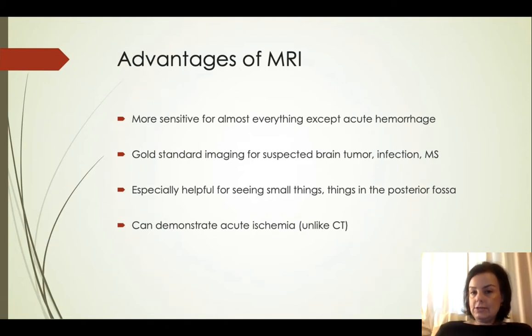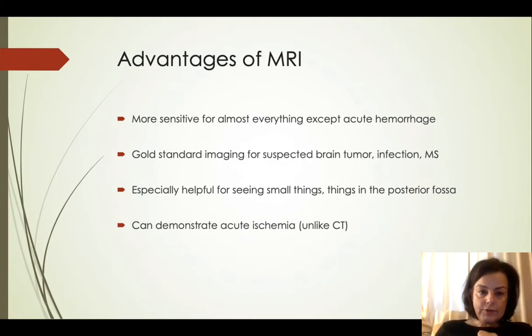It's the gold standard for when you're evaluating something like a brain tumor or an infection or multiple sclerosis. And that's certainly true in the spine as well. We aren't going to talk much about spine imaging, but CT of the spine gives you a good look at the bones. But if you want to see the cord itself and see more resolution of everything, you get an MRI of the spine.